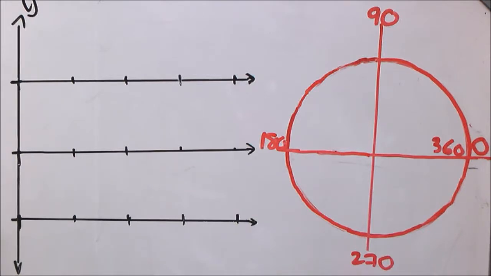I would like to help you understand the CAST diagram completely, because I've picked this up. Many learners struggle with this or know it but don't really understand it. So let's take it step by step. First of all, I'm going to draw the three different trig graphs that we can look at in grade 11.